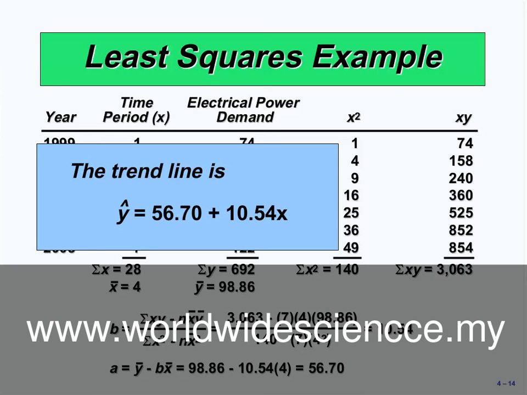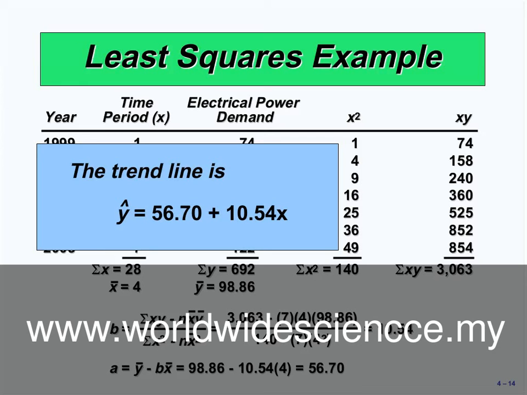Where does 28 come from? The time period is 1, 2, 3. If you sum up all of these numbers, 1 plus 2 is 3, 3 plus 3 is 6, 6 plus 4 is 10, 10 plus 5 is 15, 15 plus 6 is 21, 21 plus 7 is 28. Sigma X equals 28. We have 7 years here, so 28 divided by 7, because 2001 until 2007 is 7 years. 28 divided by 7, by n, is X bar.